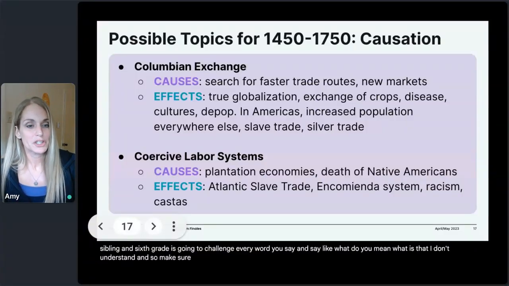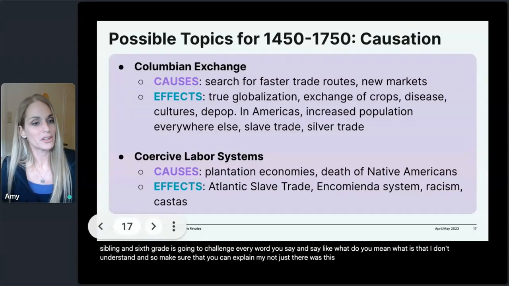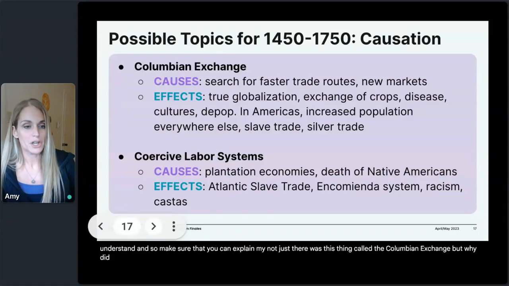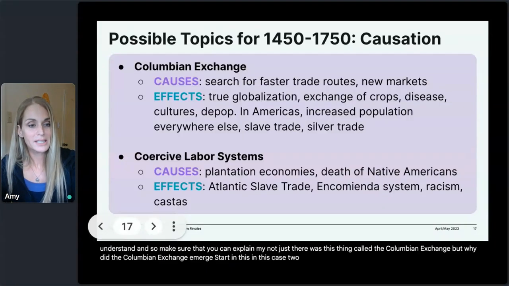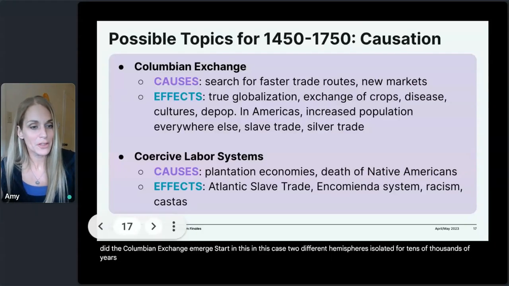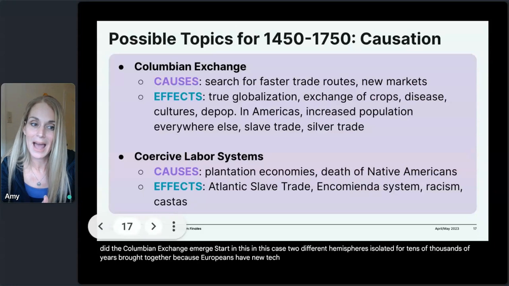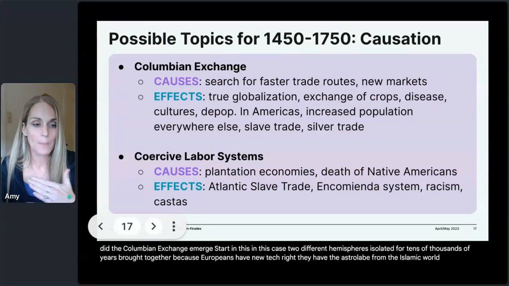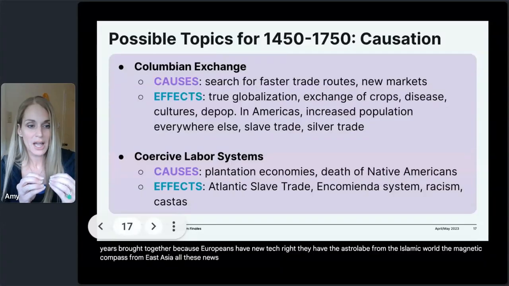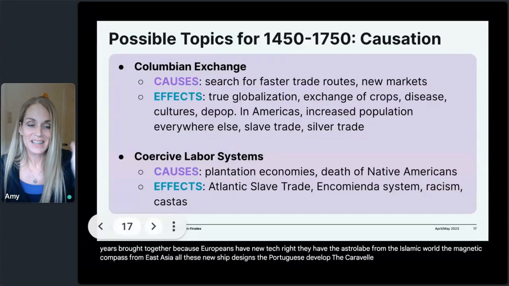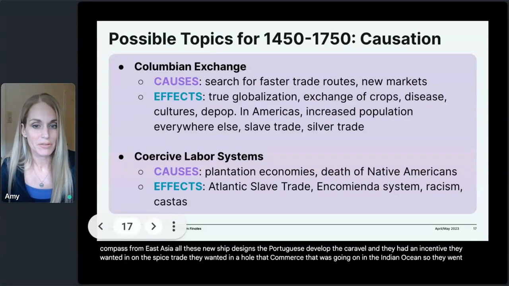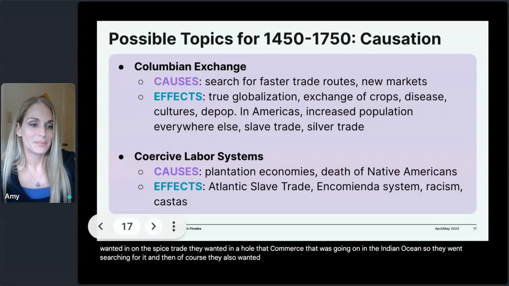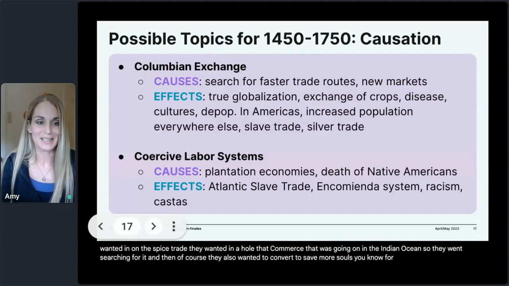And so make sure that you can explain not just that there was this thing called the Columbian Exchange, but why did the Columbian Exchange emerge? And the answer is that in this case, 2 different hemispheres isolated for tens of thousands of years were brought together because Europeans had new tech, right? They had the astrolabe from the Islamic world, the magnetic compass from East Asia, all these new ship designs. The Portuguese developed the caravel, and they had an incentive. They wanted in on the spice trade. They wanted in on all that commerce that was going on in the Indian Ocean. So they went searching for it. And then, of course, they also wanted to convert people to save more souls, for Jesus, because they were super Christian.